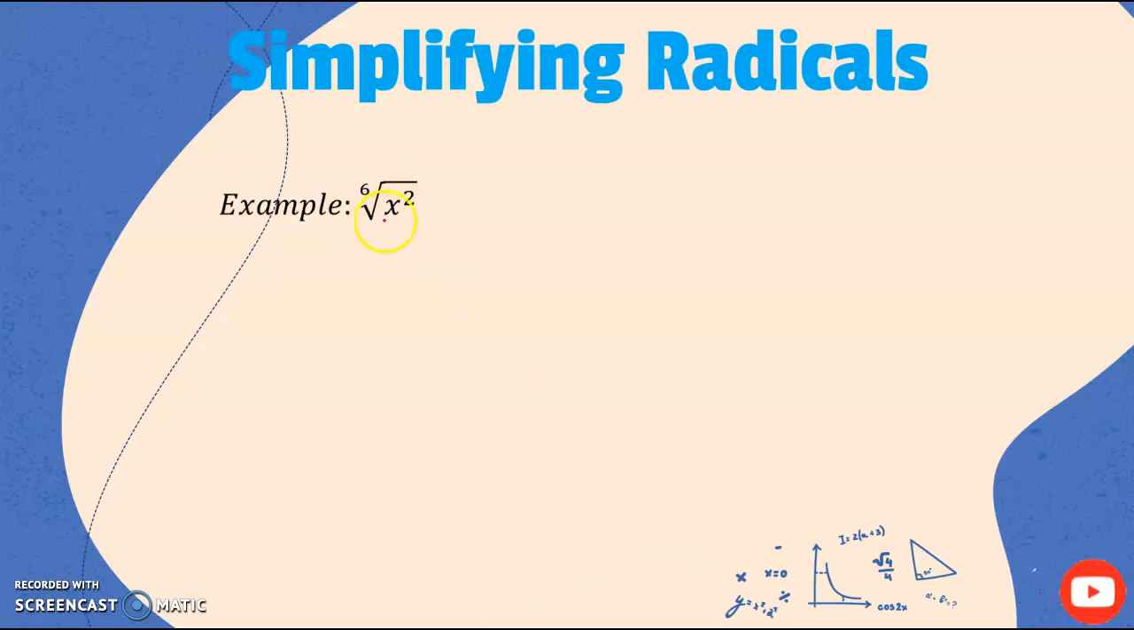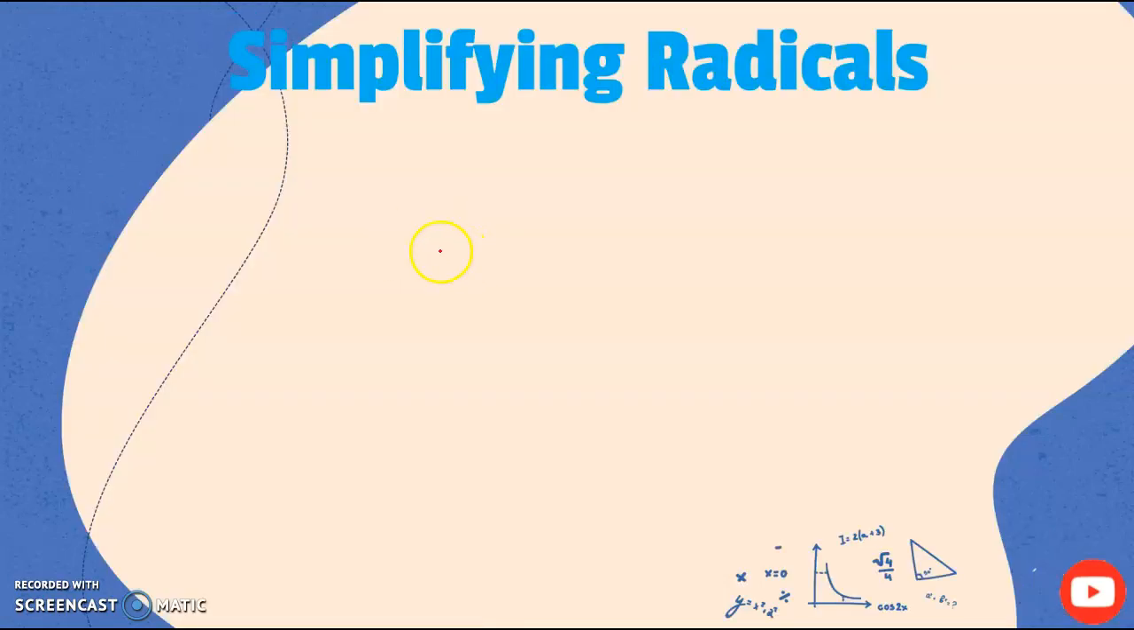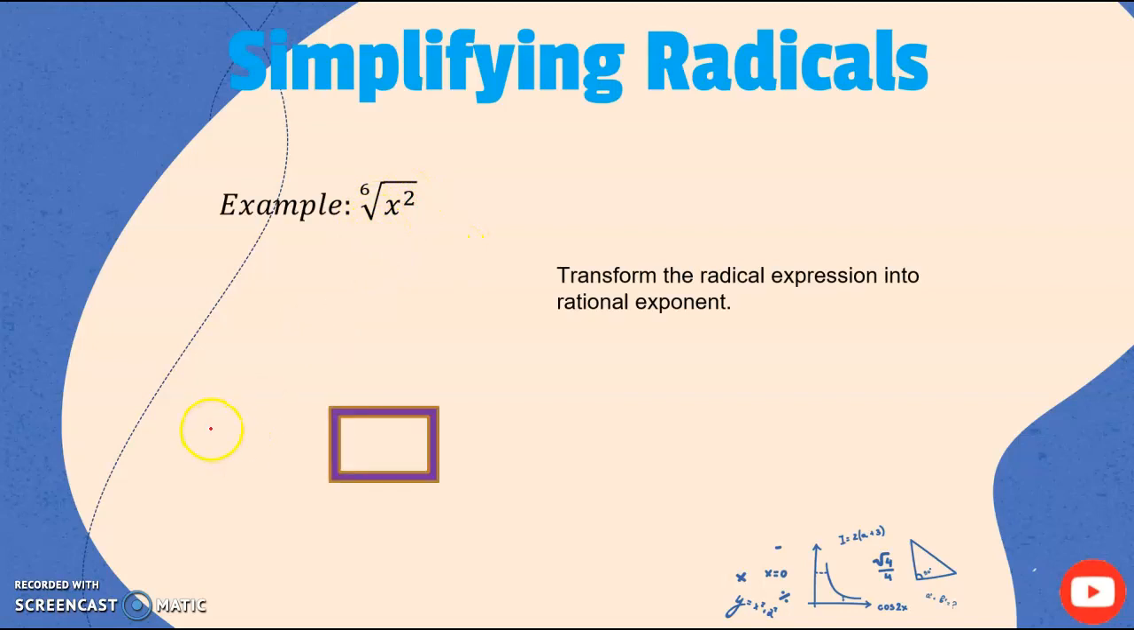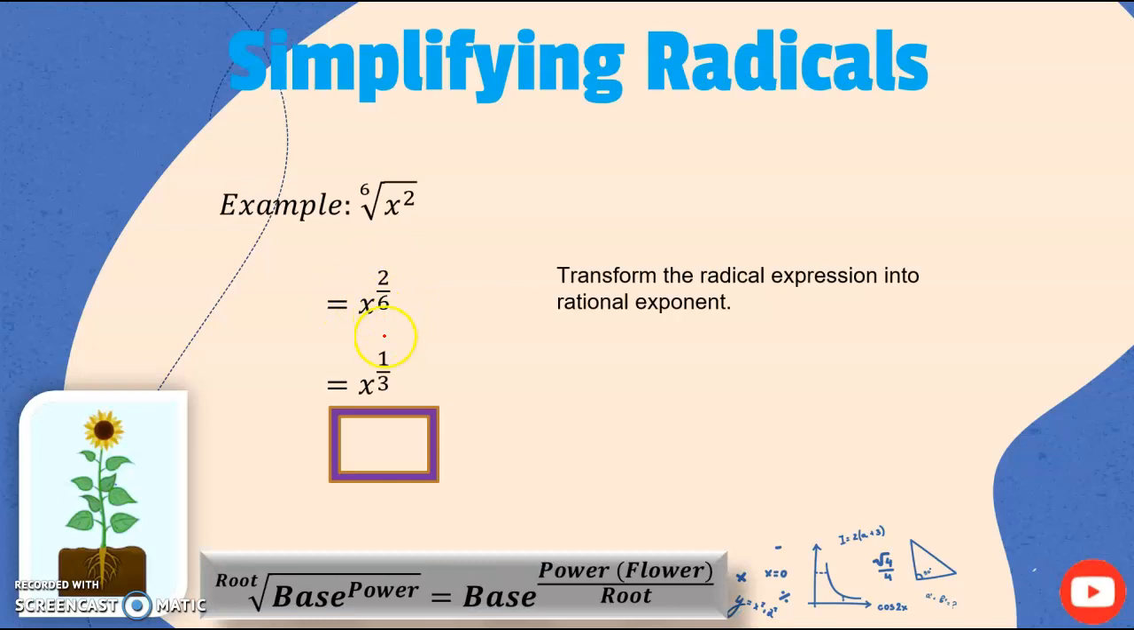For example, 6th root of x squared. First, we write it in exponential form. If you still remember the concept of the flower: the power, and then the root, then the base, which is x. So you just have to simplify the 2/6, which is 1/3.